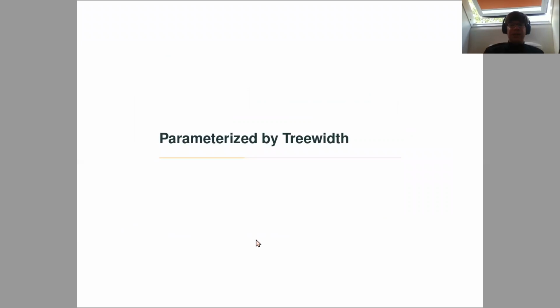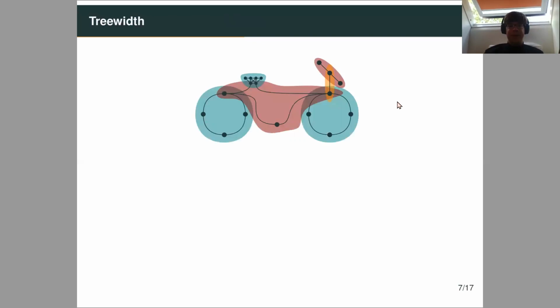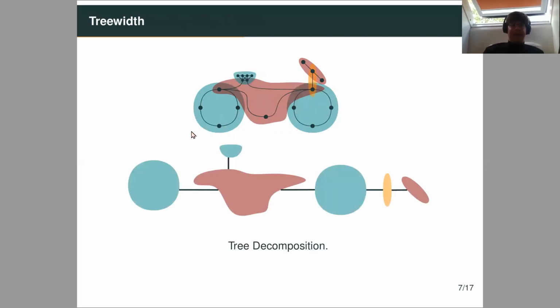All right, so I will explain a bit how the tree width results come about. And to do that, I will first show you in a nutshell what is the tree width of a graph. So suppose we have this graph, which looks intentionally a bit like a bicycle. Then a tree decomposition of this graph is obtained by putting subsets of the vertices of the graph into bags. And then we arrange these bags in a tree-like structure.